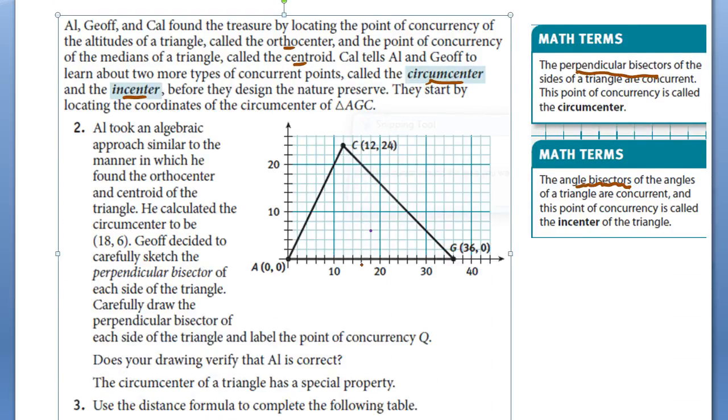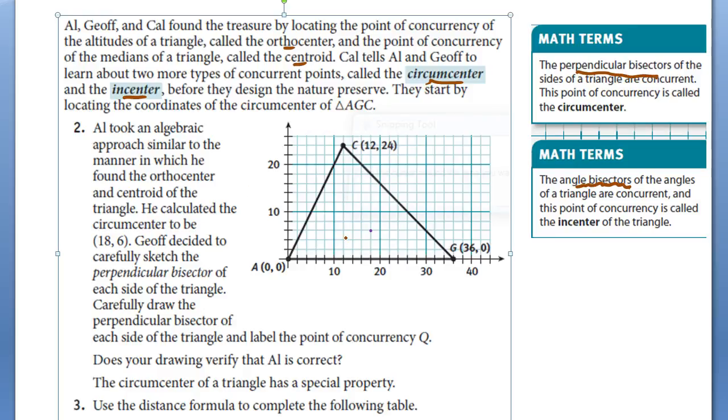Number 2, Al took an algebraic approach similar to the manner in which he found the orthocenter and centroid of the triangle. And he calculated the circumcenter to be at 18,6. Jeff decides to carefully sketch the perpendicular bisectors of each side of the triangle. And that's what we're asked to do here. So we want to draw the perpendicular bisectors of the sides of the triangle and label their point of concurrency Q. We're going to have to follow a technique that Al must have followed when he did algebra.